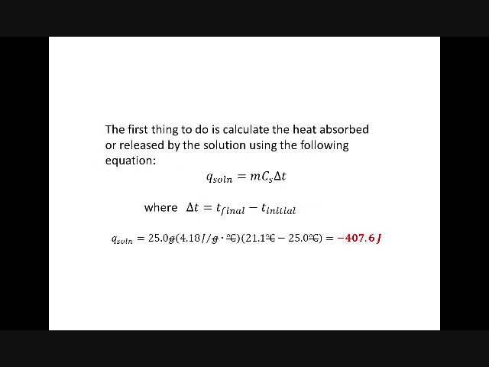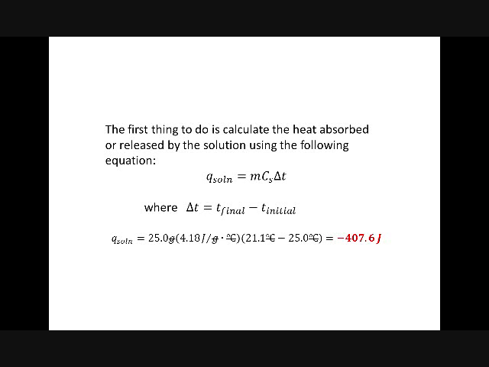We're going to start off by calculating the heat of the solution using the equation above. It's mass times specific heat times delta T. Remember, delta T is final minus the initial temperature. All the values are input into the equation at the bottom.